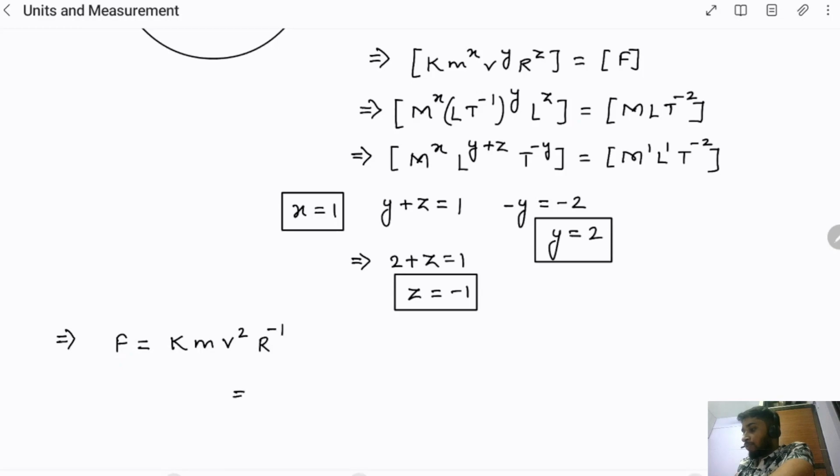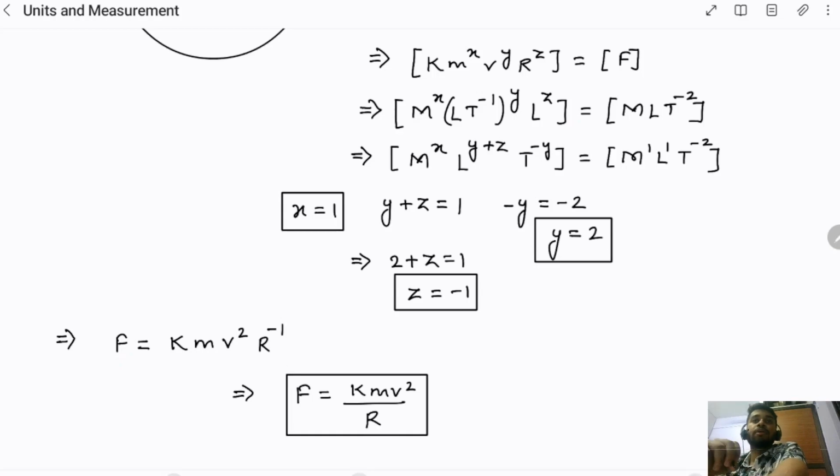So with the help of dimensional analysis, the formula that we get is k into mv square by r. Now we know that there are certain limitations when we derive a relation with the help of dimensional analysis. Like in this particular case, we cannot find the value of k.